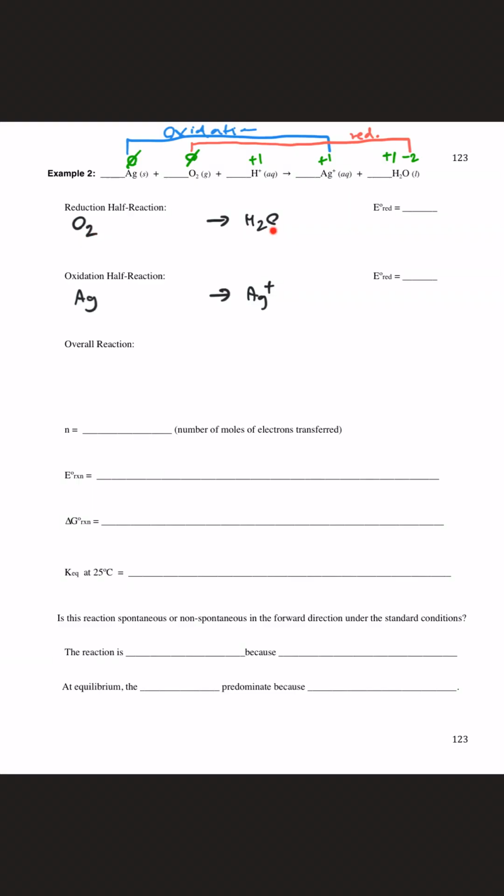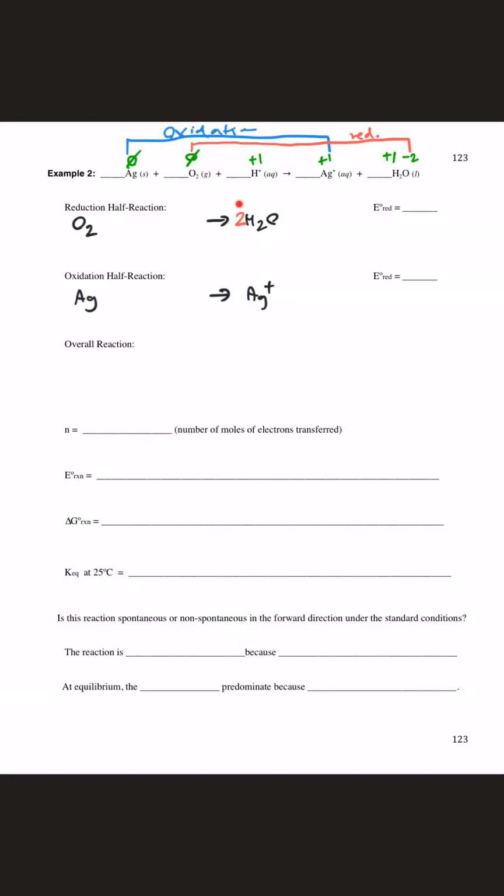Going from oxygen to water, you see that this reaction is not balanced yet. You will need to make the number of oxygen equal first, by adding water if it's not equal. Once the number of oxygen is equal, then you can go forward to do hydrogen. So in this case, in order to make the number of oxygen equal to 2, you will need 2 water.